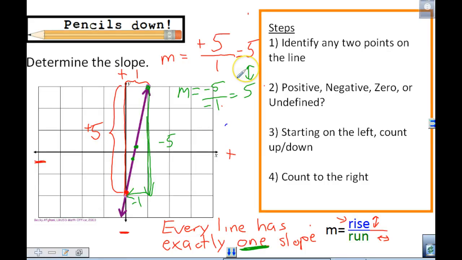5 over 5 would equal 1. So if you go up 5 and right 5, it's the same as going up 1 over 1, 5 times. So we'll get to that. Let's do another.